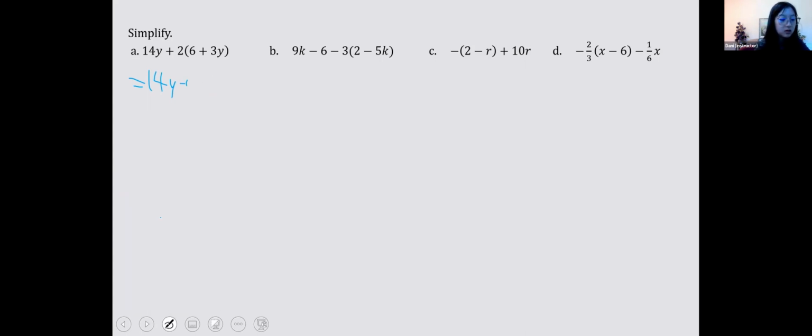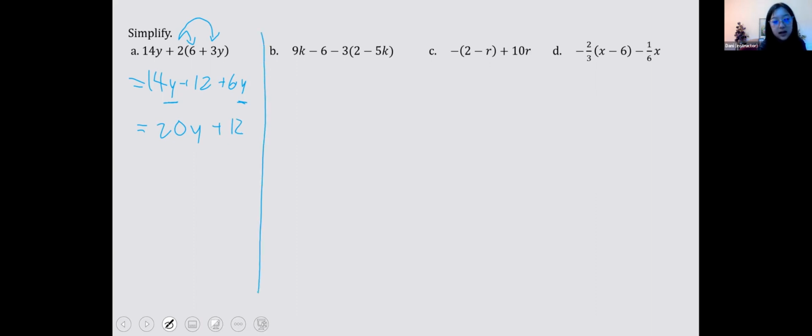And as we learned earlier, we will be doing the distributive property. So we'll be distributing 2 onto 6 and 3y. So this will be 2 times 6, which is 12, and 2 times 3y, which will be 6y. And we see that there's 2 like terms, 14y and 6y, because they both have y. So this will be 20y plus 12, and this cannot be simplified any farther because these two are not like terms.